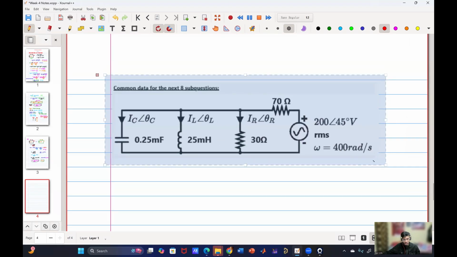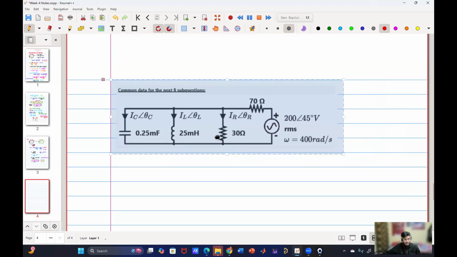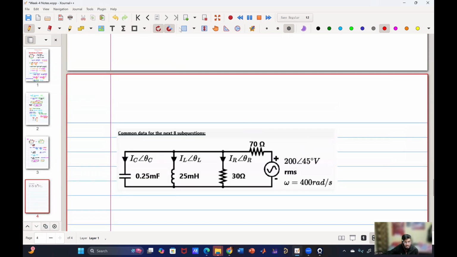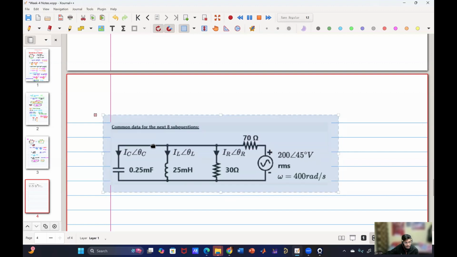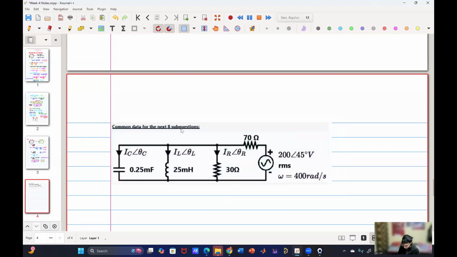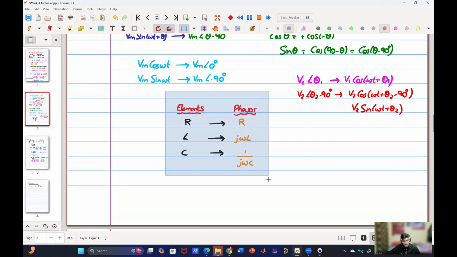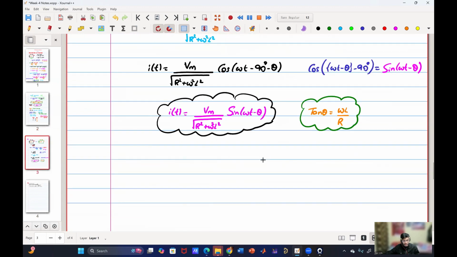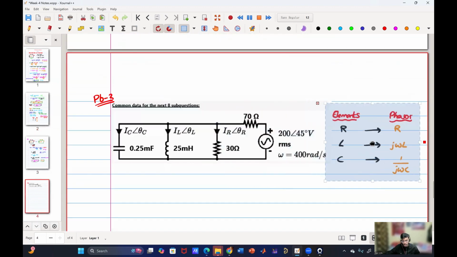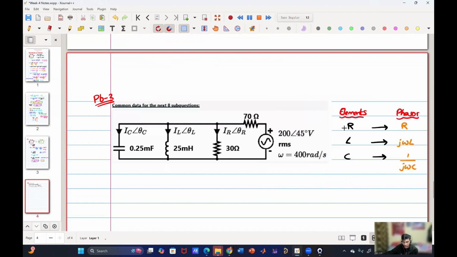So this will be our problem 2. Basically, we have to find IL angle theta, IC angle theta, IR angle theta. So first we have to convert this equation into phasor. Using this, R will be R, and so on, and omega they have given as 400. Omega equal to 400.